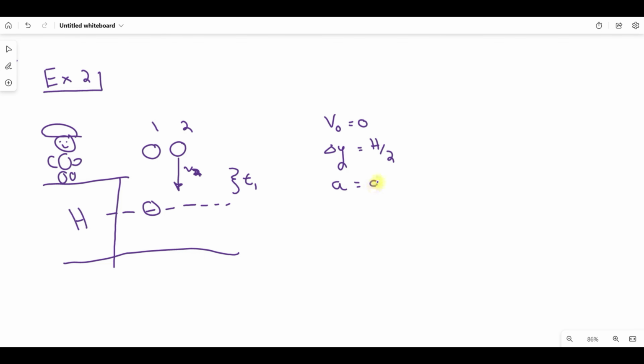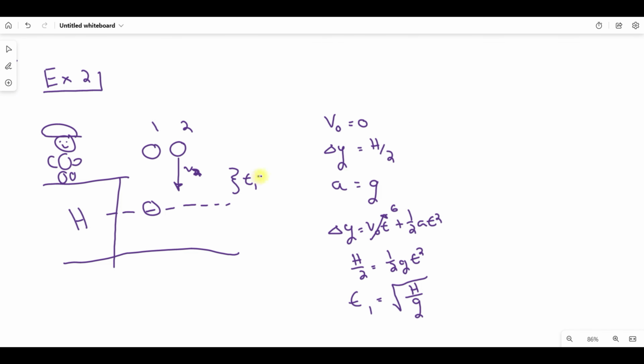And we know the acceleration is g. So, using the kinematic equation, delta y equals v naught t plus 1/2 a t squared. The v naught is 0, so this term goes to 0. Delta y is h over 2, and a is g, so 1/2 g t squared. So we know that t1 is equal to the square root of h over g. Let me write that over here, square root of h over g.